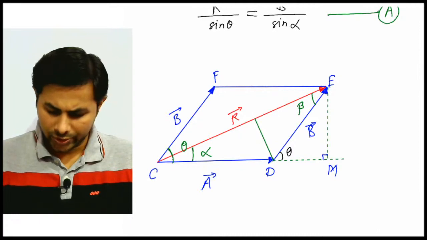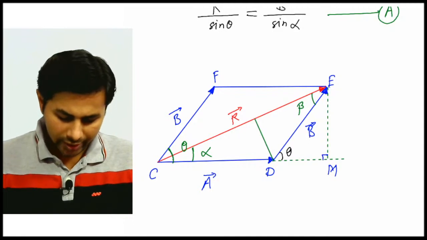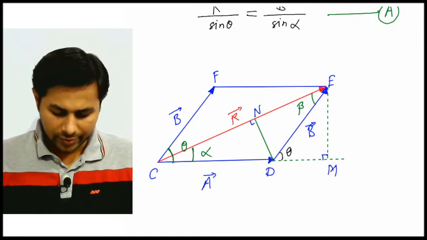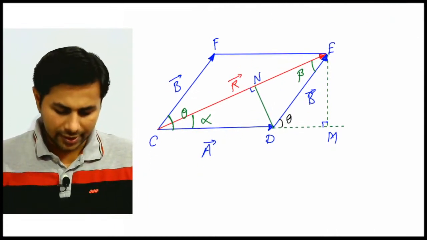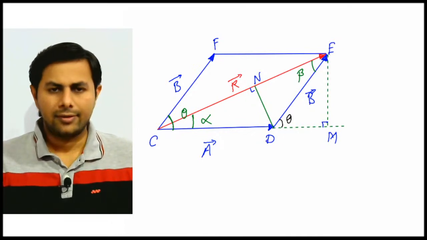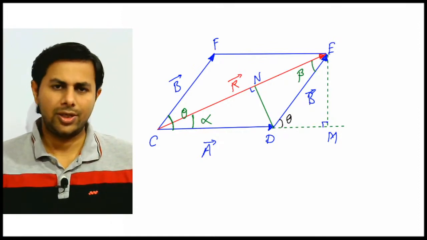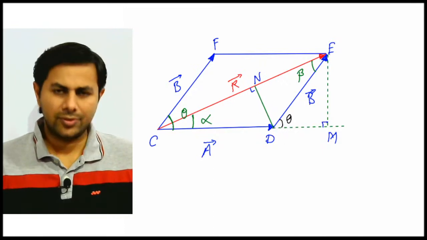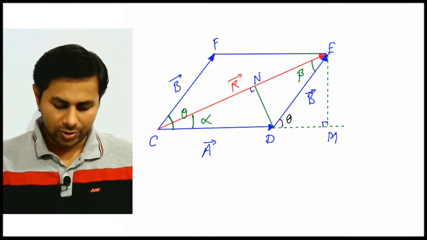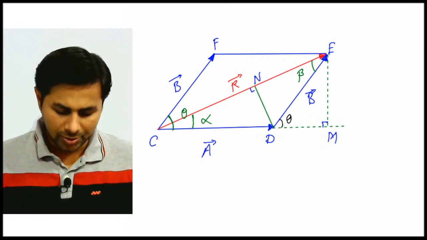Okay. And suppose it meets at some point, let's call it point N. Okay. So now let's consider these triangles CDN and EDN. Let's find out sine of alpha and sine of beta. Here we notice that the opposite side for both these angles is the same, it's side DN. So if we compare sine of alpha with sine of beta, we'll get some relation. Okay, so let's proceed.